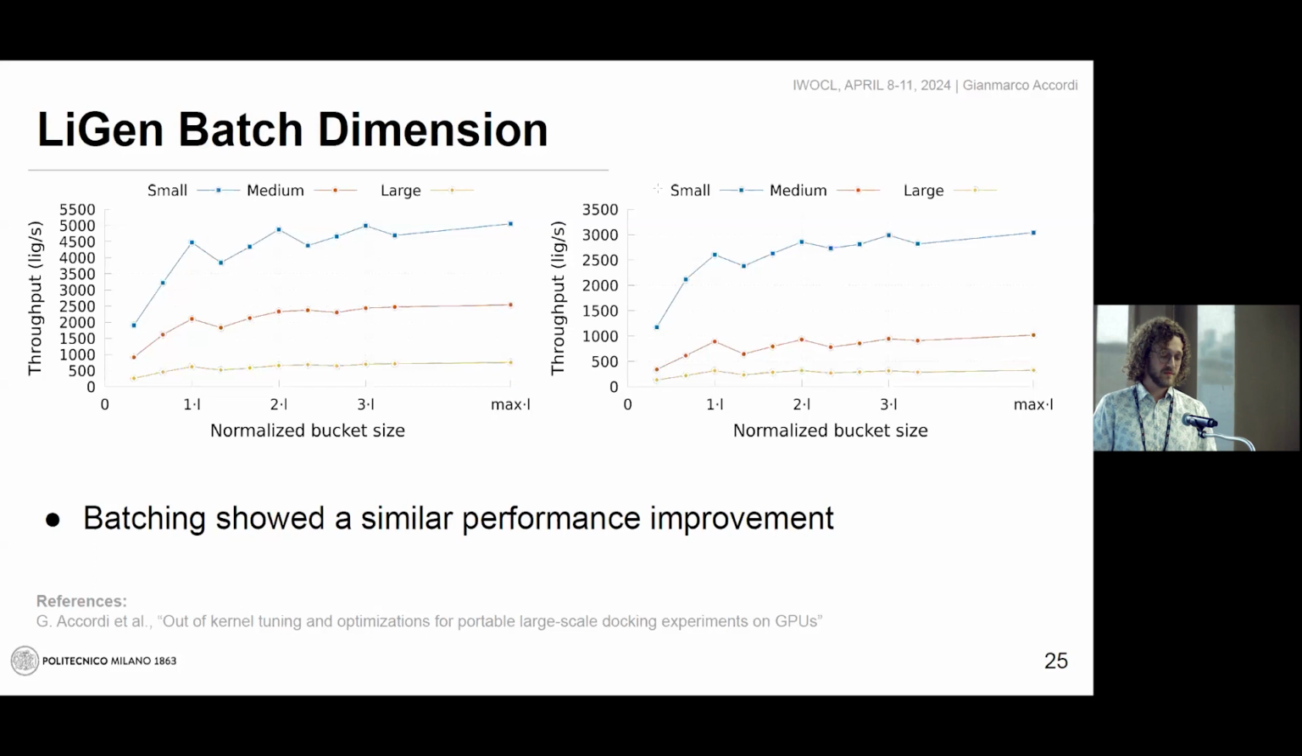And the same applies for the throughput of the application. As you can see, on the y-axis you have the number of drugs you are able to evaluate per second, and on the x-axis you have the normalized bucket size. So that's the value L. You can see that there are peaks in performance in correspondence to this value.